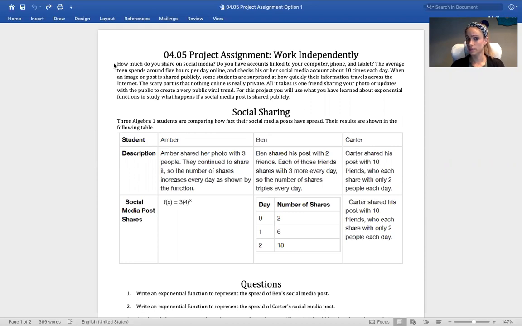There we have our setup. Now we're going to get into our directions and our data, so social sharing. 3 Algebra 1 students are comparing how fast their social media posts have spread. Their results are shown in the following table. As we analyze this table, we see that we have the 3 students, Amber, Ben, and Carter. We have a verbal description of their information, and then we have varying representations of their social media post.